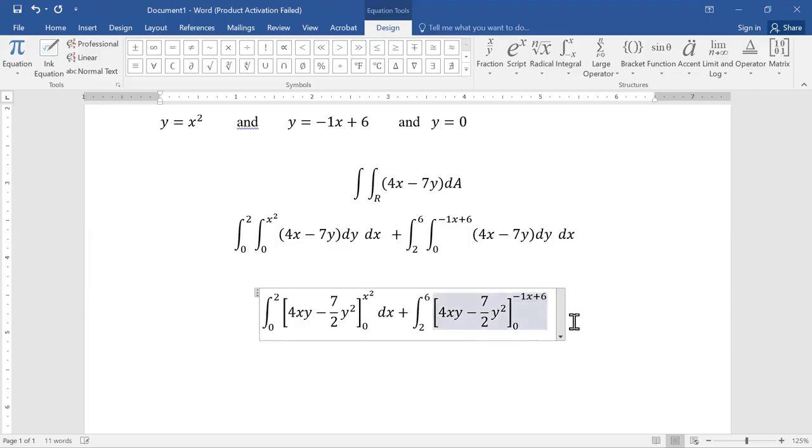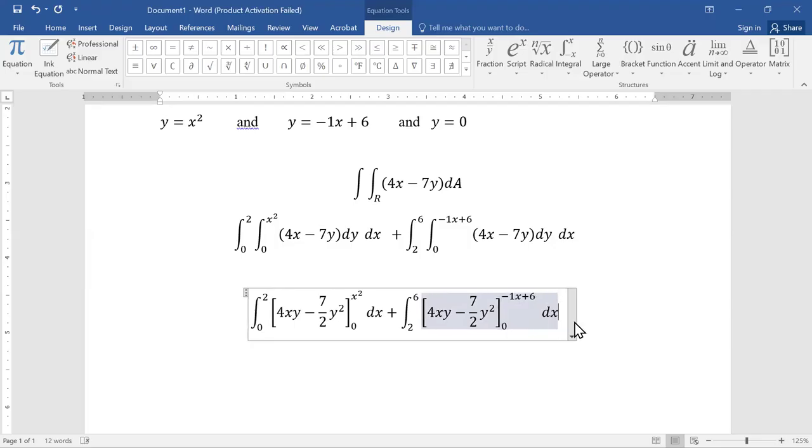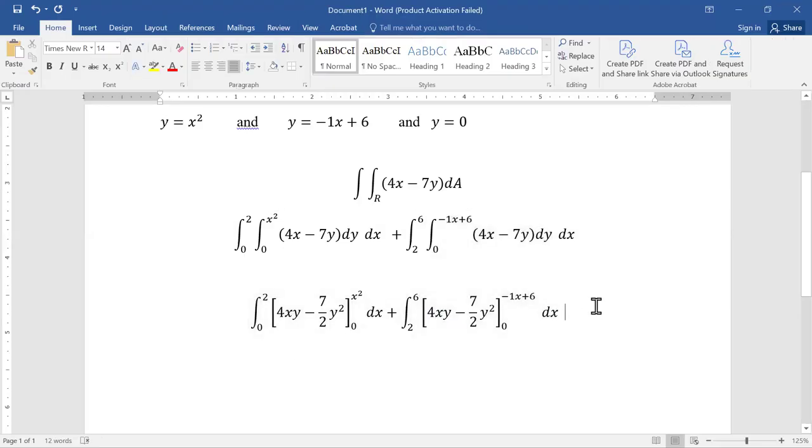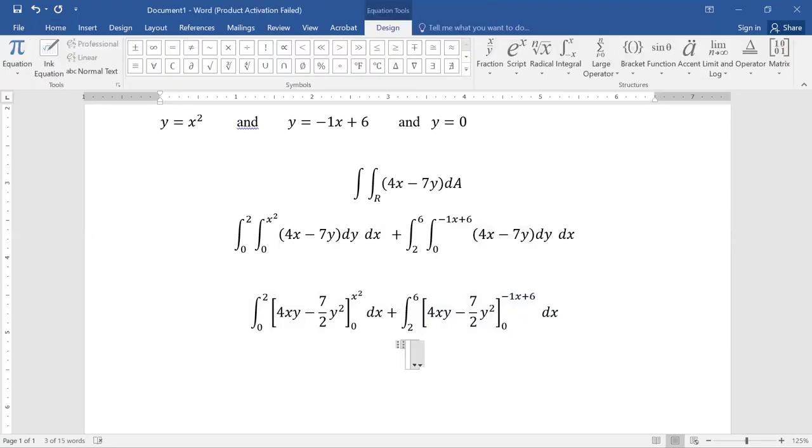Now, sadly, I probably should have said this before I actually integrated. I'm doing this by hand because a lot of graphing calculators won't have the ability to do this, because we have an x squared as one of our bounds, and in this one, because we have a negative 1x plus 6 as one of our bounds. That's kind of a sad part about this. It's all right, nothing too crazy.